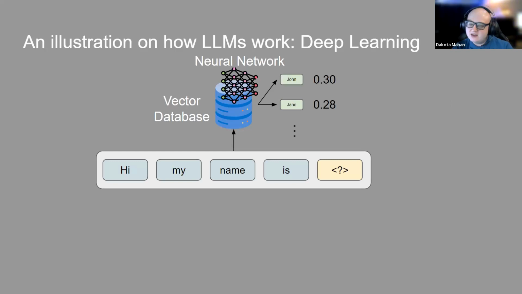And now we're in the deep learning phase. We throw it into a giant language model. Maybe we have a vector database for retrieval augmented generation. But it all gets thrown into this language model, and we get probabilities directly out of it. So 30% for John, 28% for Jane.